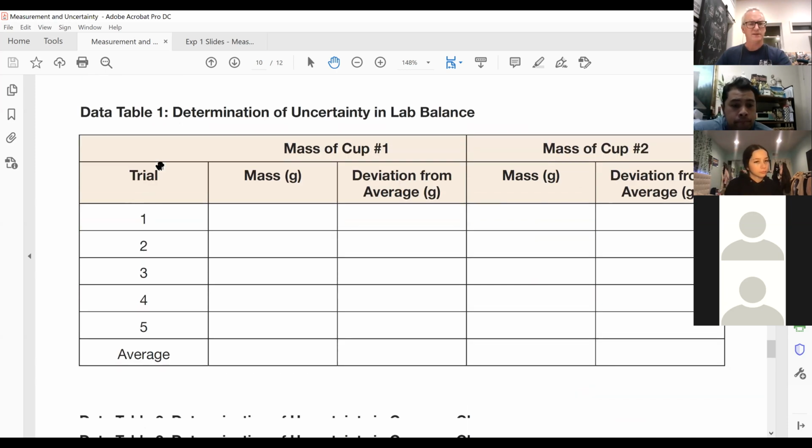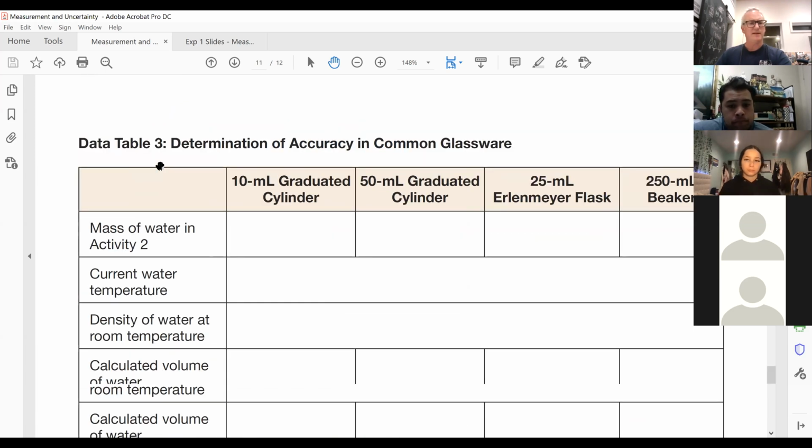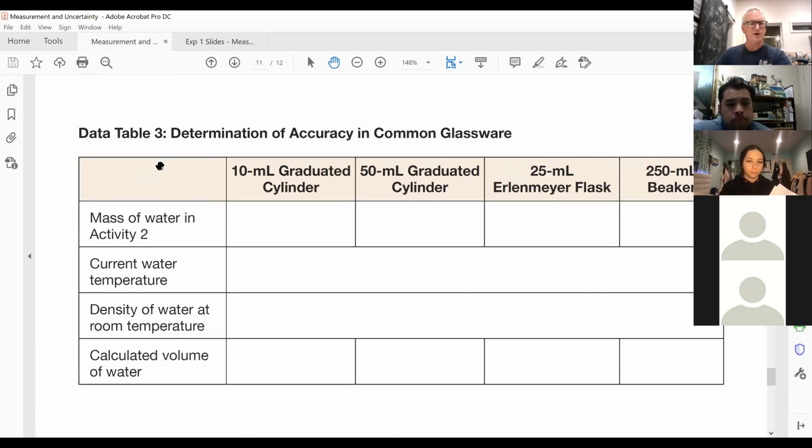Okay. But let's look at table 3. Oh, current water temperature. Yeah, that's where you put your room temperature. So I don't understand. That doesn't make sense to me. Are we measuring the temperature of the water, or are we measuring the temperature of the air? Well, the water, in the room. The water. Oh. Yeah. Okay.